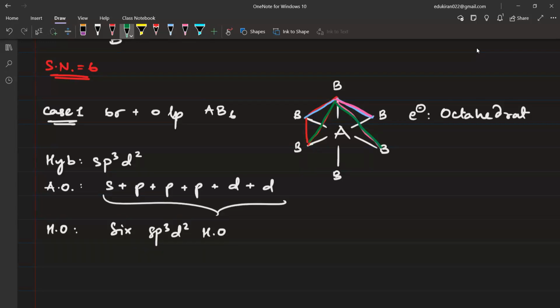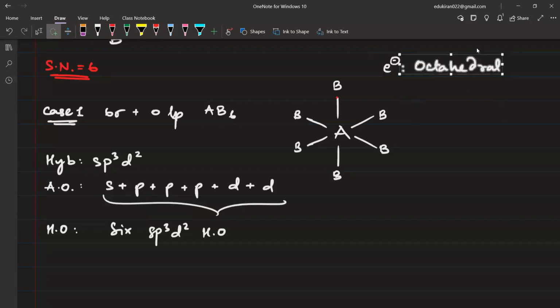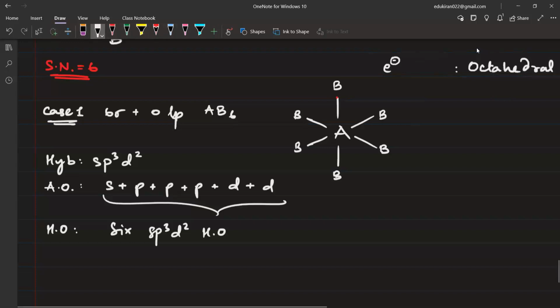So 4 faces on the top and 4 faces on the bottom, a total of 8 faces, and hedra means face. Please remember, hedra means face. So octahedral. My bad. It will be octahedral electronic geometry. Electronic geometry is octahedral because it is having 8 faces. And similarly, the shape for this case will also be octahedral.